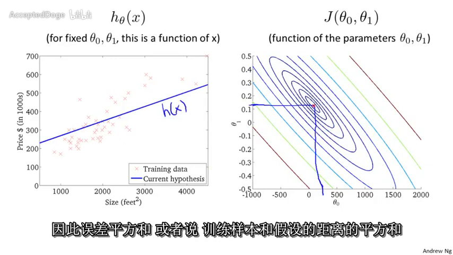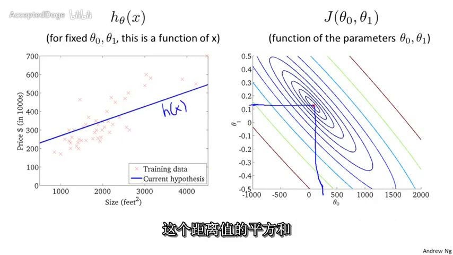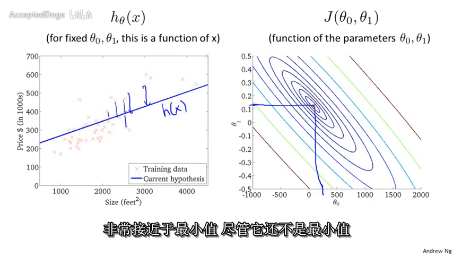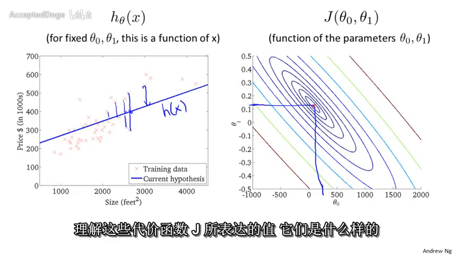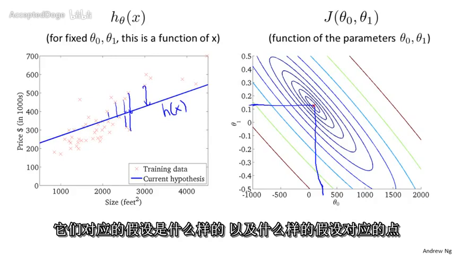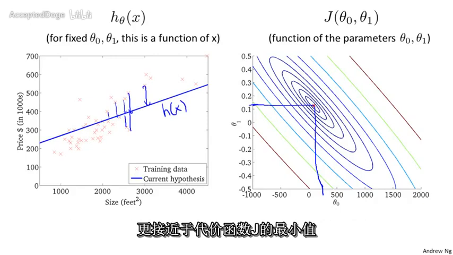And so the sum of squared errors, the sum of squared distances between my training examples and my hypothesis, that's a sum of squared distances of all of these errors. This is pretty close to the minimum, even though it's not quite the minimum. So with these figures, I hope that gives you a better understanding of what the values of the cost function J are, how they correspond to different hypotheses, and how better hypotheses may correspond to points that are closer to the minimum of this cost function J.